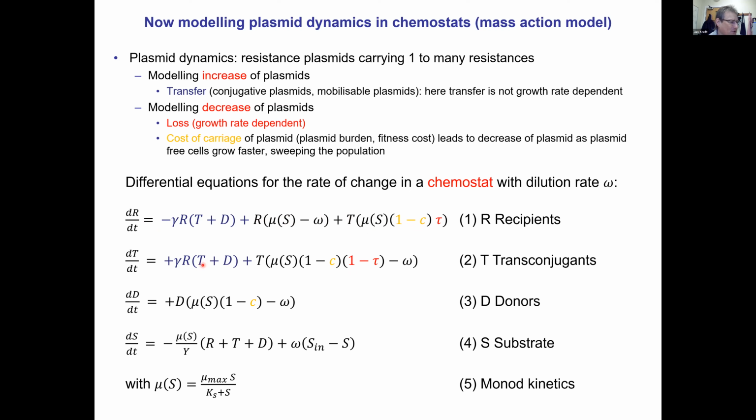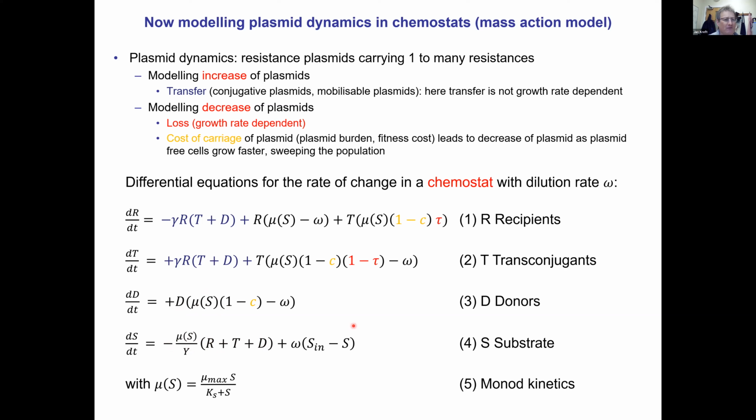And the transconjugates are also growing, which is this term, but now the growth is less because of the fitness cost, 1 minus C, and the rate of loss, which is this term with tau. And this is the growth of the donors. And this is the substrate being consumed by all the different bacteria, whether they have no plasmid, are transconjugates, or are donors, they are going to consume the substrate.